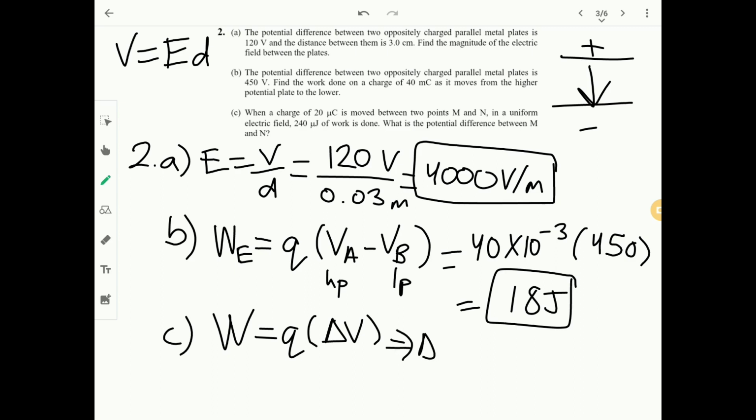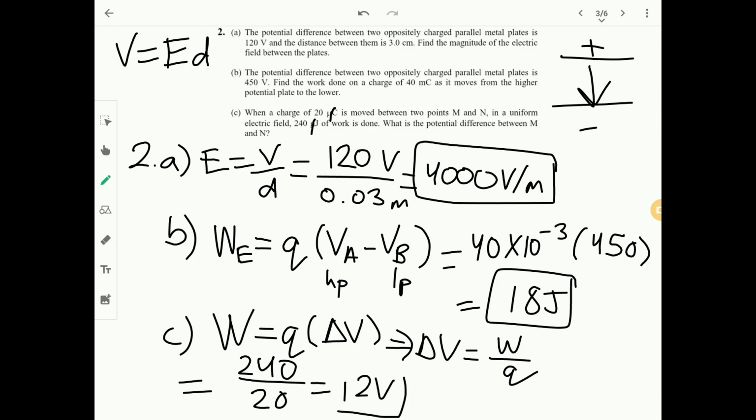So it's very simple, delta V equals work over charge. Now we don't need to convert into 240 times 10 to the minus 6, because the micro cancels. So it's basically 240 over 20, 12 volts is the potential difference.